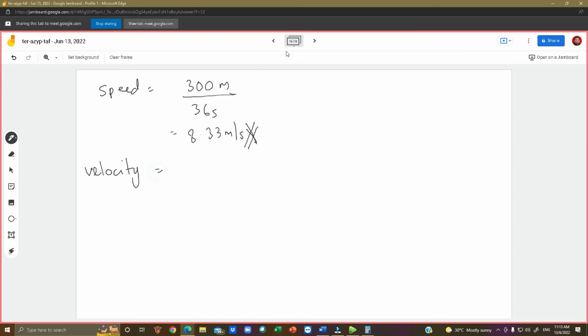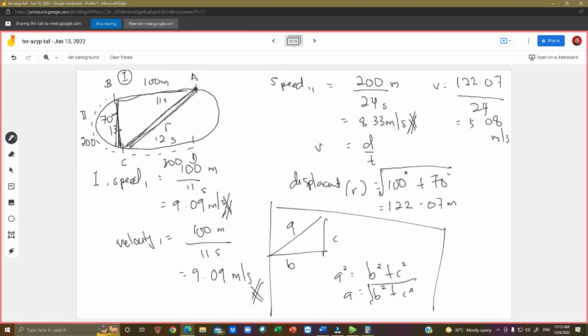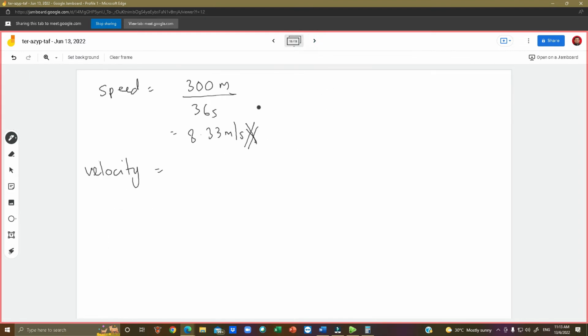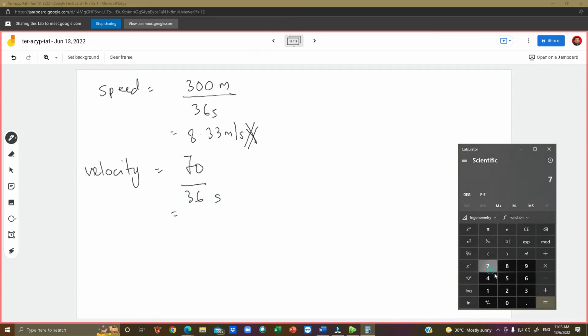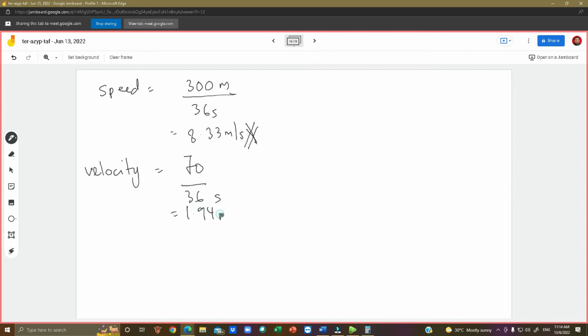Okay, how about the velocity? Velocity equals, what is the latest distance? From point A to point D, 70 meter. 70 divided by 36 seconds gives a bit less than 2, 1.94 meter per second. And finally, the last speed is at 400 meter.